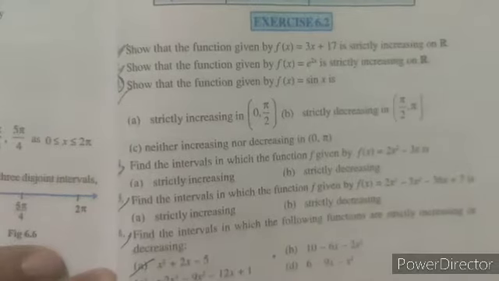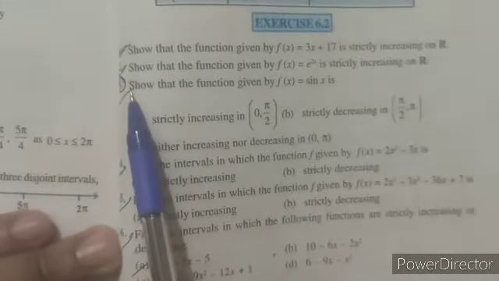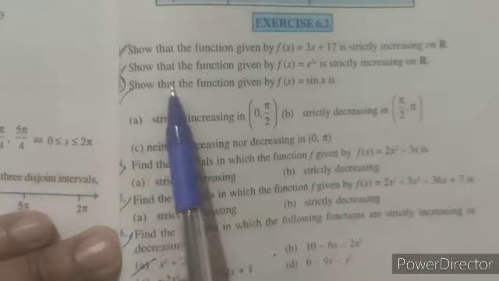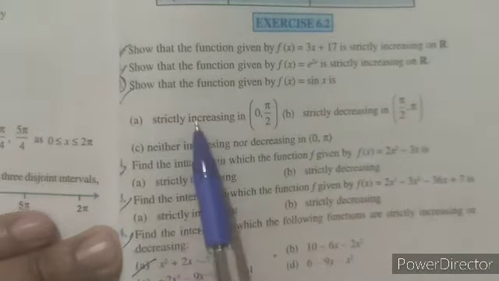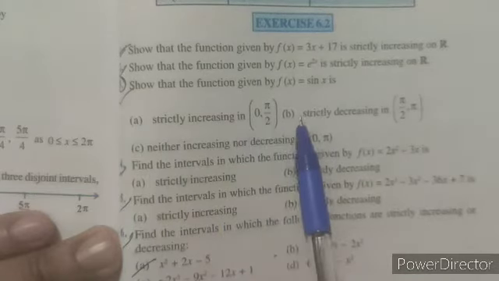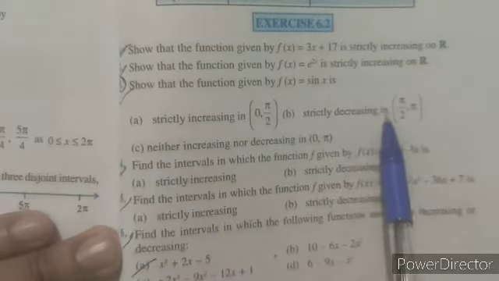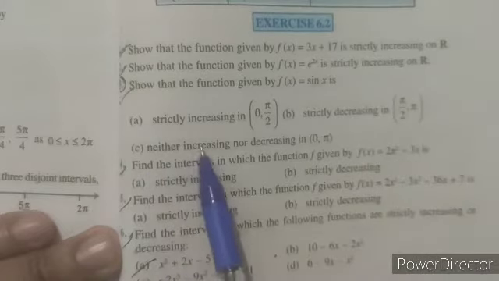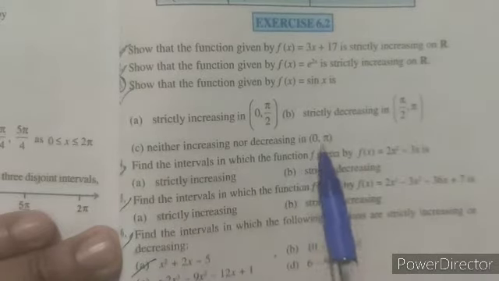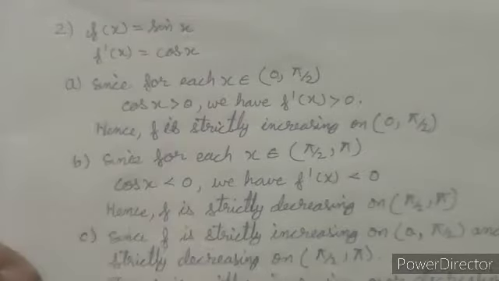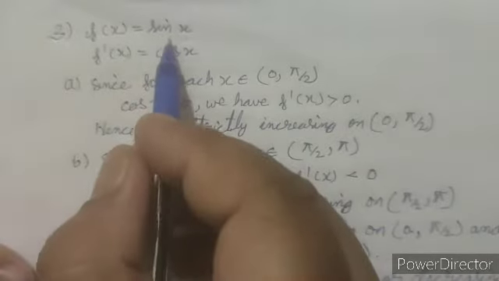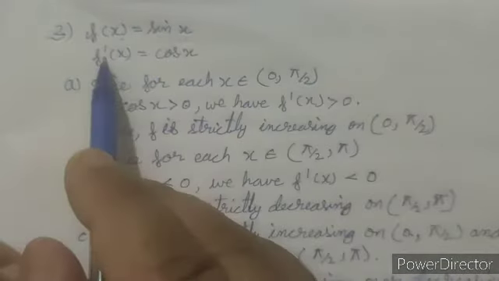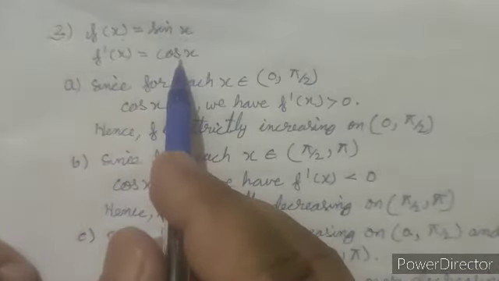Now question number second is same as question number first. Now come to question number third. Here we have to show that the function given by f(x) equal to sin x is a, strictly increasing in 0 to pi by 2, b, strictly decreasing in pi by 2 to pi, and c, neither increasing nor decreasing in 0 to pi. Now function f(x) is given to us as sin x. Now f dash x, on differentiating with respect to x, we will get f dash x as cos x.